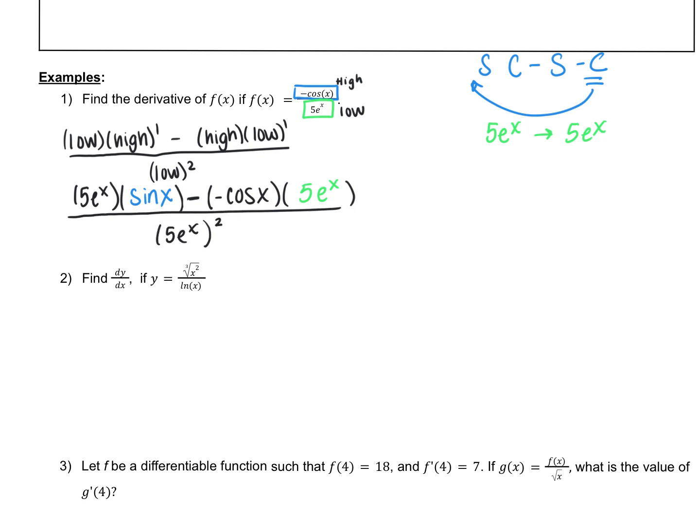So low d high minus high d low all over the low, 5e to the x, that whole thing squared. Now, again, you don't have to simplify it. Just leave it like this. The best thing that you can do, though, really, is use these parentheses. That really helps you not get the answer wrong.